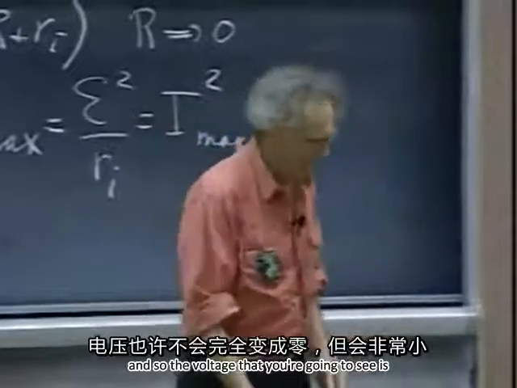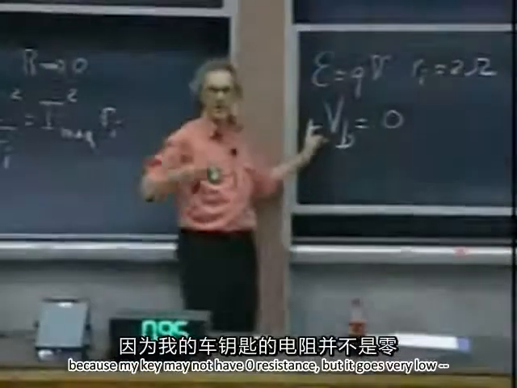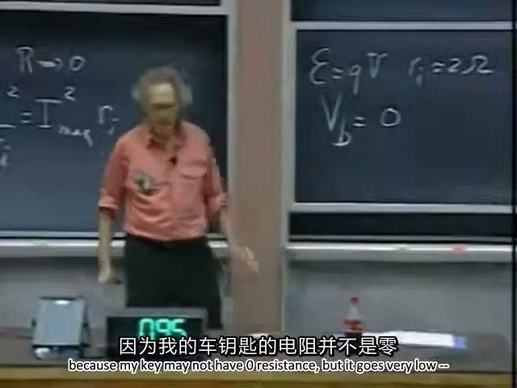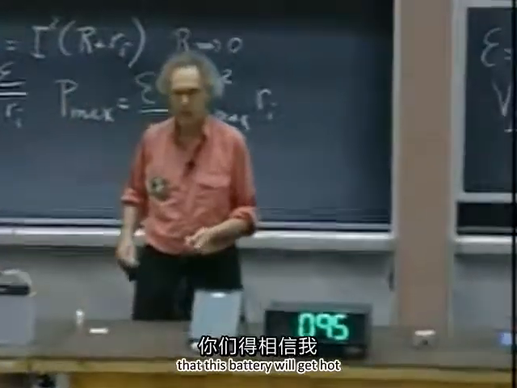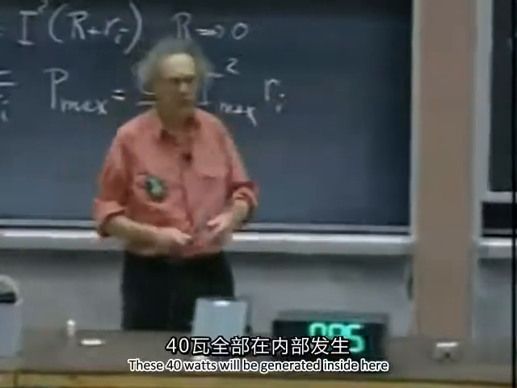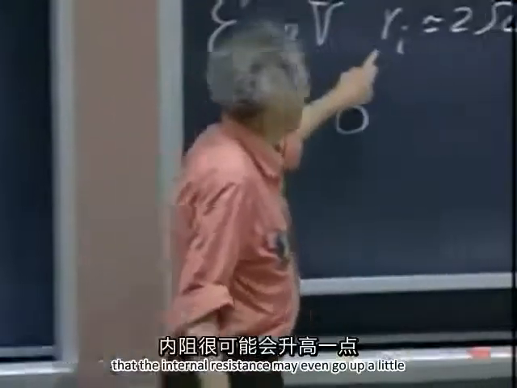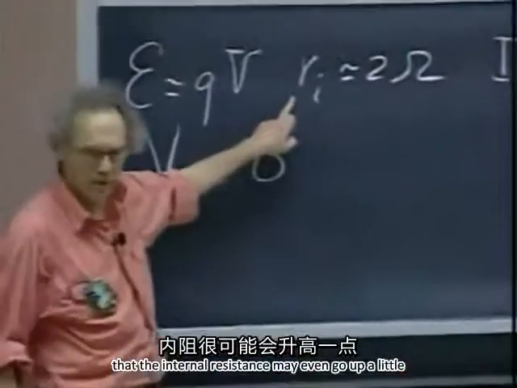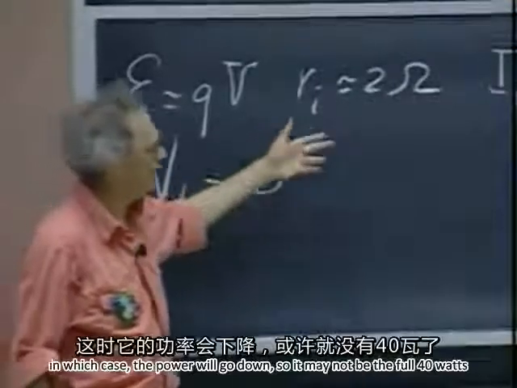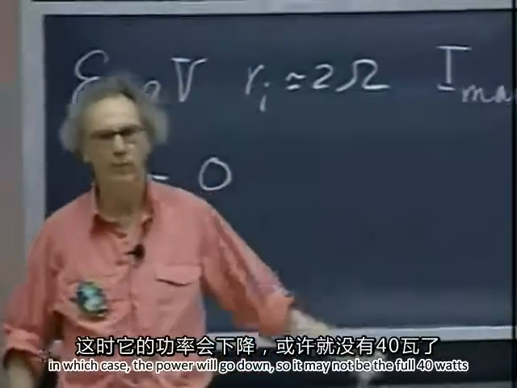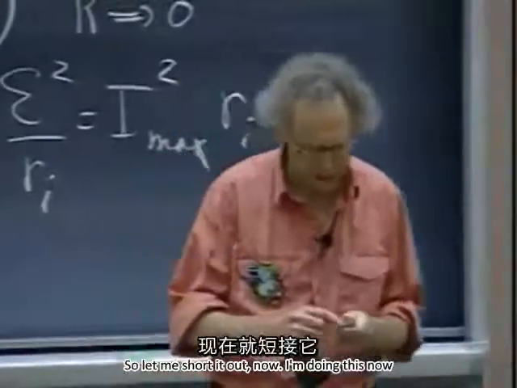And so the voltage that you're going to see is maybe not going to go to 0 exactly, because my key may not have 0 resistance, but it goes very low. And what you cannot experience is something that I can: this battery will get hot. This 40 watts will be generated inside here. It is possible, though, that when the battery gets hot, the internal resistance may even go up a little, because remember that resistance goes up when temperature goes up, in which case the power will go down, so it may not be the full 40 watts. But I can assure you that I can feel this thing getting warm. So let me short it out now.